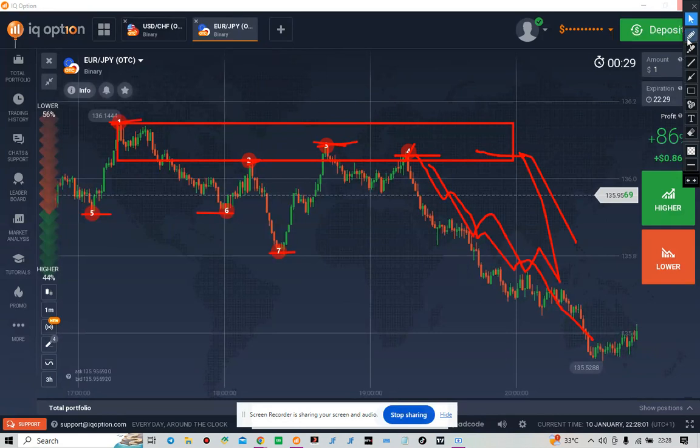Same thing goes for the support. Okay, support here, support here, support here. You can draw a rectangle to mark the support area. So if the market drops down and comes to that level, the market is likely to reverse.